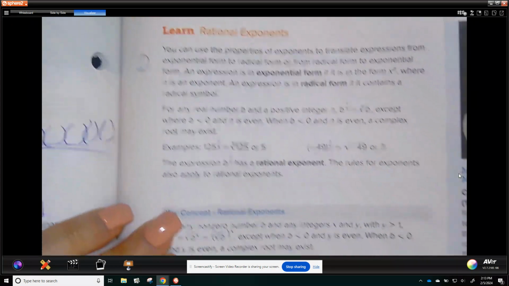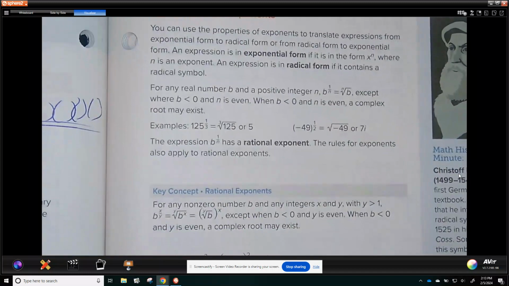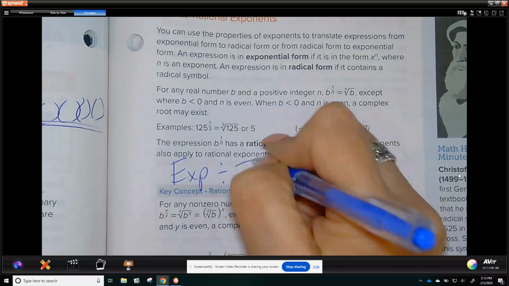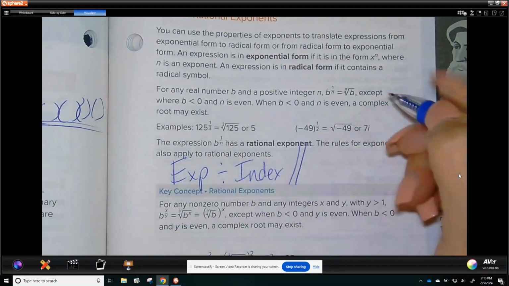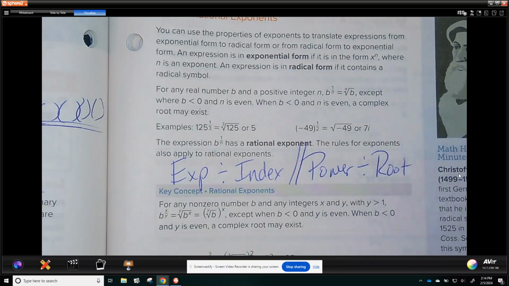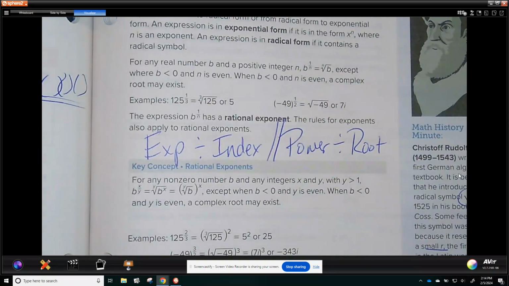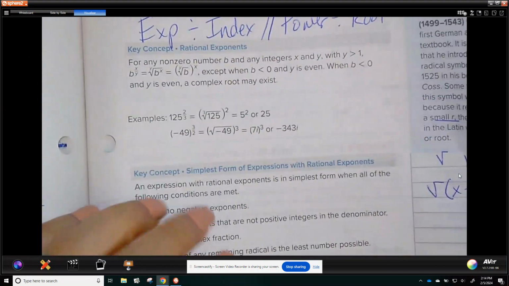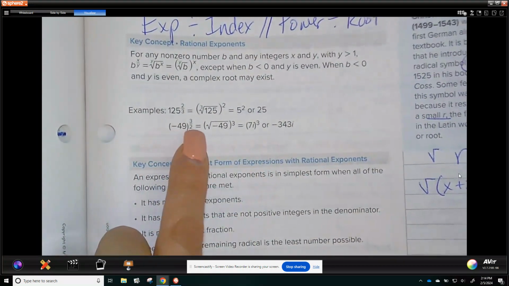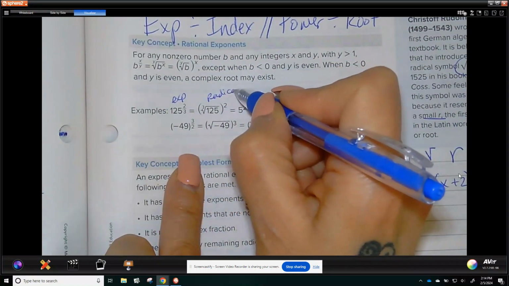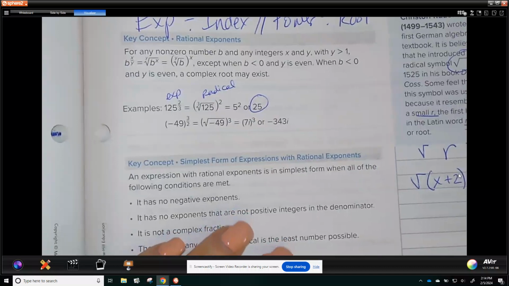All right. So rational exponents, again, like I said, power over root. I want you to write exponent divided by index, which is the same as power over root. And again, root here is the radical form. So this is a root, this is a root, okay, cube root, square root. They gave some examples, which they did all the way completely. Like I said before, this is exponent form, this is radical form, and your final answer is simplified to 25.